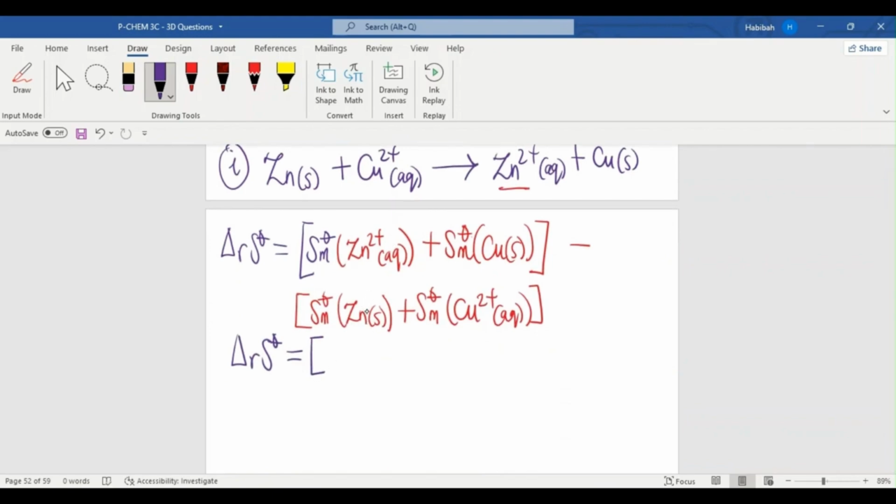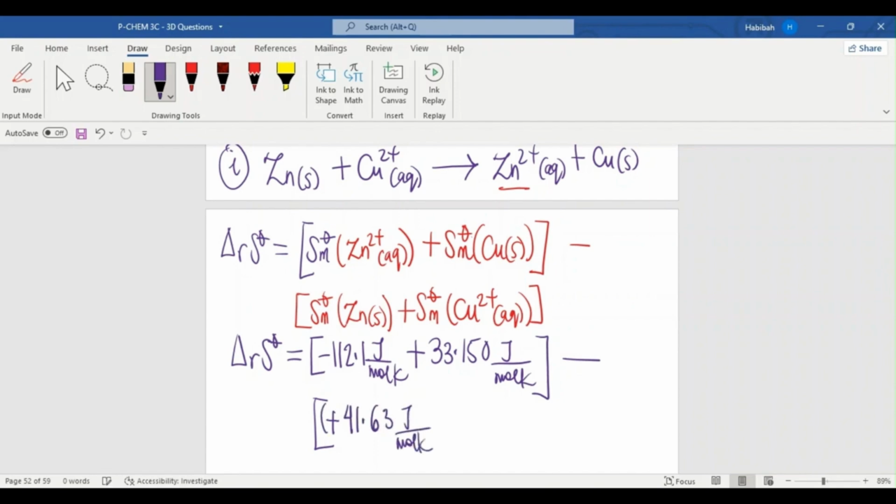The molar entropy for Zn2+ is just simply negative 112.1 joule per mole Kelvin, plus the molar entropy of Cu solid is just 33.150 joule per mole Kelvin, minus the molar entropy for ZnS, which will just simply be plus 41.63 joule per mole Kelvin, plus the molar entropy for the second reactant, Cu2+, is just simply negative 99.6 joule per mole Kelvin. So that's basically it. Now we just do basic calculation.